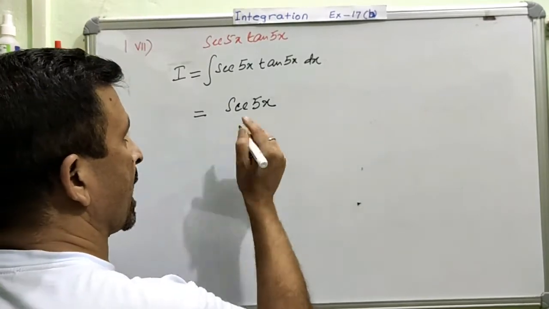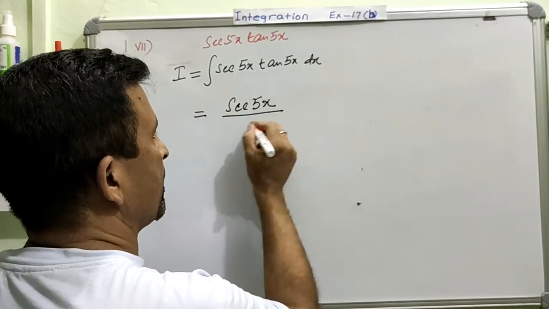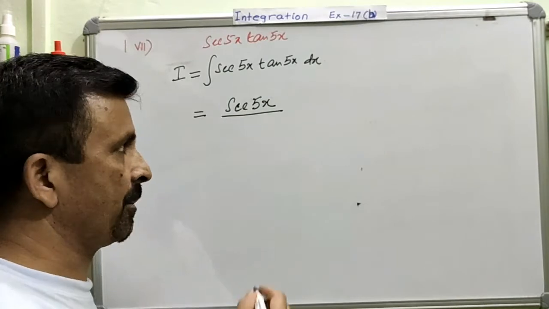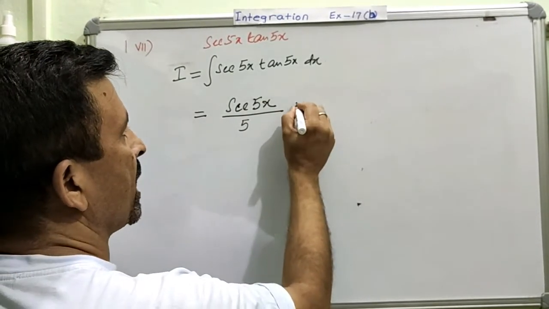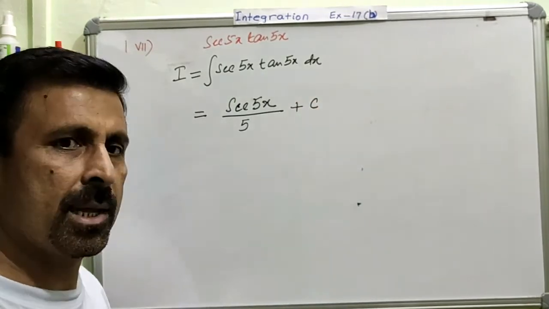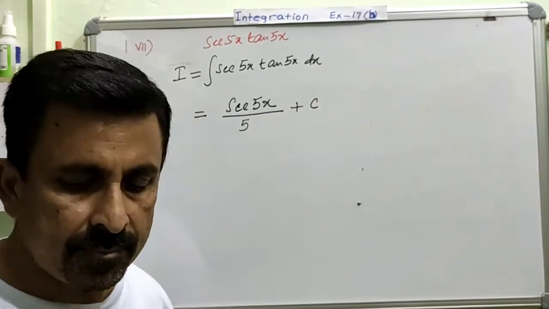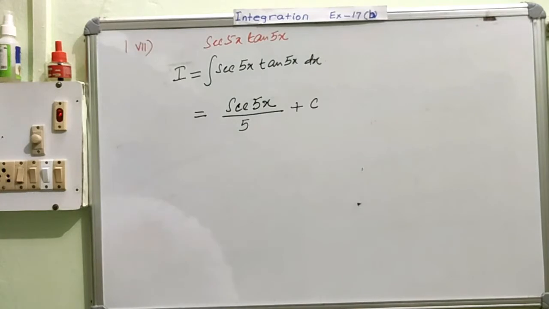Now we move on to the angle part, and the angle is 5x, so the integration of 5x will give 5 in the denominator, right? And then at the end we will write plus c. That's all. One step answer. Is it okay? So finding the integration of a trigonometric function is not at all difficult.